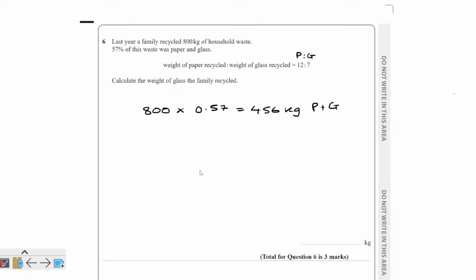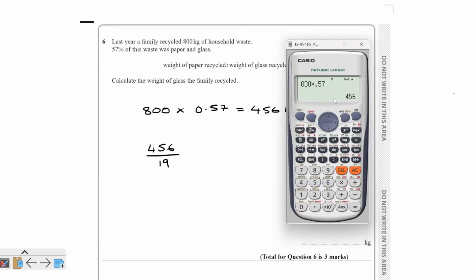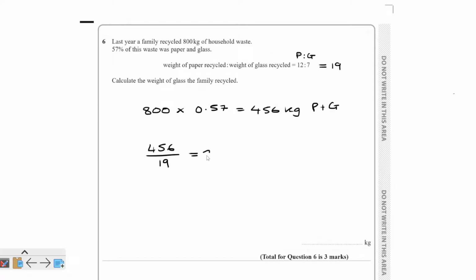So the same as we did in the other question, when we're sharing out a ratio, we have to add together the parts in the ratio. So that would be 19 parts. You see 12 plus 7 is 19 parts. Then I'm going to do in my calculator 456 divided by 19 to work out how many kilos would be worth one part of my ratio. 456 divided by 19 is 24. So that means 24 kilos per part of my ratio.